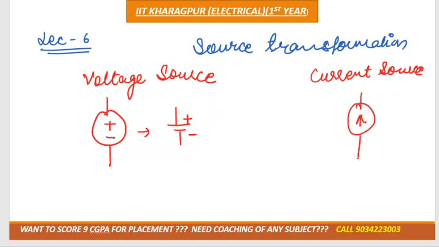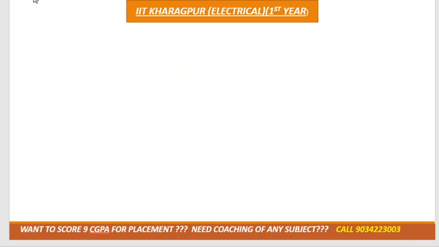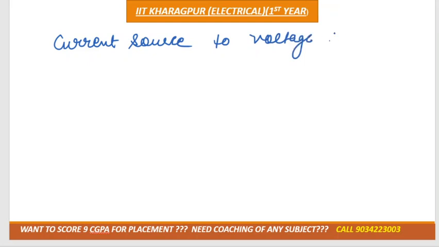arrow like this. Okay, so in the source transformation, we can convert voltage source to the current source and current source to the voltage source. Understood? Now let's see how we can convert. First of all, we'll study about the current source to voltage source.